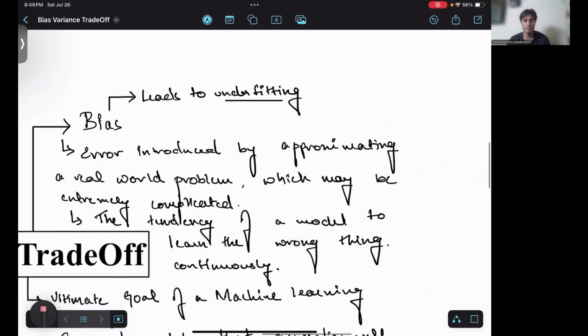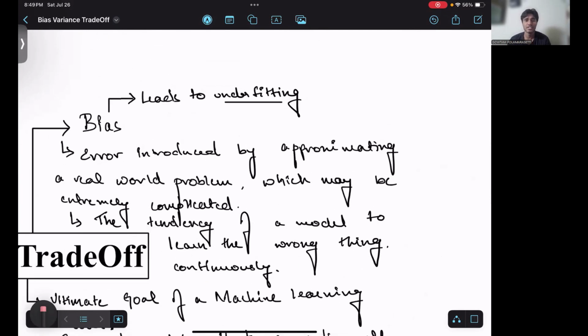Let's start with bias. Bias refers to the error introduced by approximating a real world problem, which may be extremely complicated, by a simplified model. It's the tendency of the model to consistently learn the wrong relationship because it's too simple. Now imagine you're aiming at a dartboard.